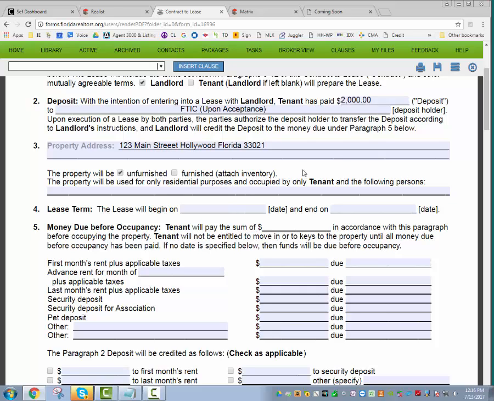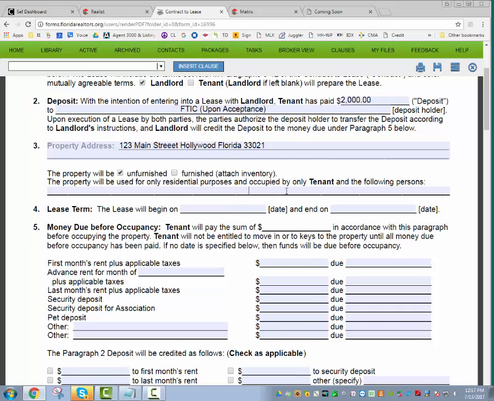This is important. The property will be used by the tenant and the following persons. It's very important because there might be one person that is being responsible for the rent, but there's going to be multiple people living in the unit. It's also important if you're going to apply to a condo, anybody over 18 that is in this space will also be required to apply to the condo for at least a background screening.